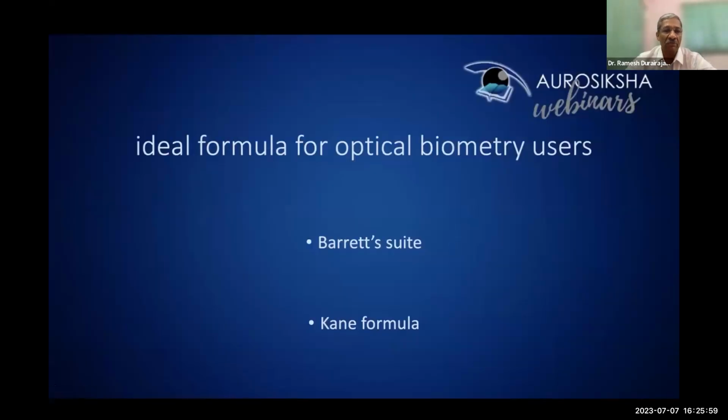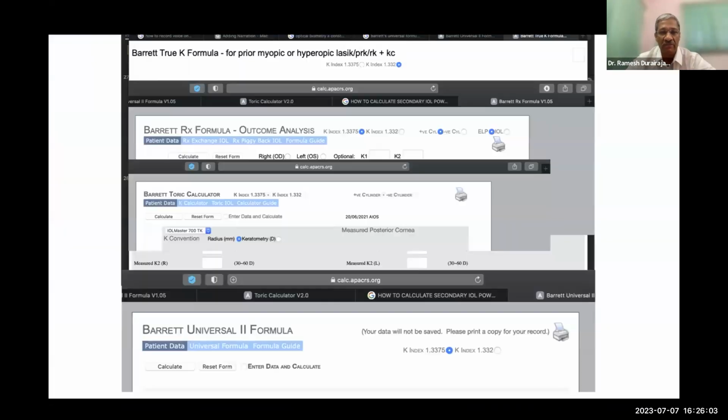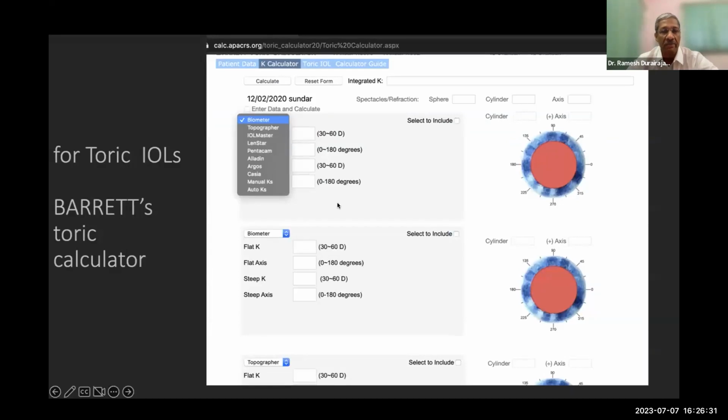So the ideal formula for optical biometry is to use the Barrett's group of formulas or the Kane formula. Barrett's group, if you just Google Barrett's calculator, you will get it. For the spherical error, we can use the Barrett Universal II. For the toric, we can use the toric calculator. Then we have a separate formula, the Barrett RX formula, if you want to do a piggyback or a lens exchange for complicated eyes. And also for post-LASIK and for keratoconus eyes, you have the Barrett True K formula. These are currently the best in the world.